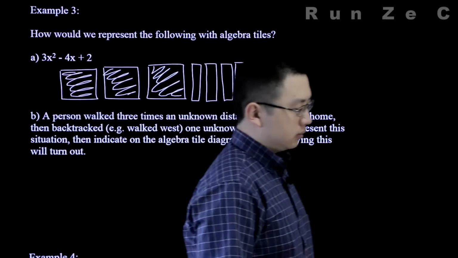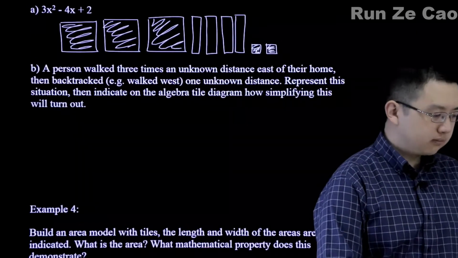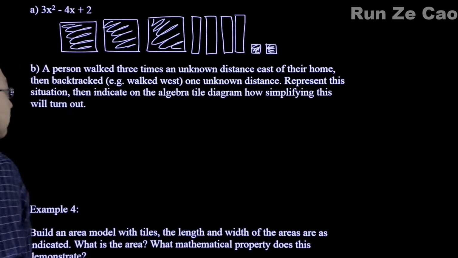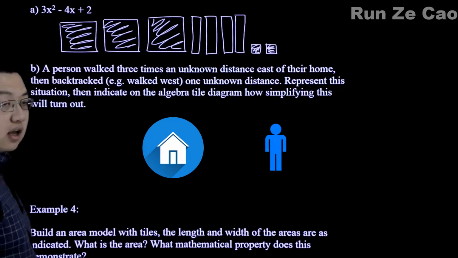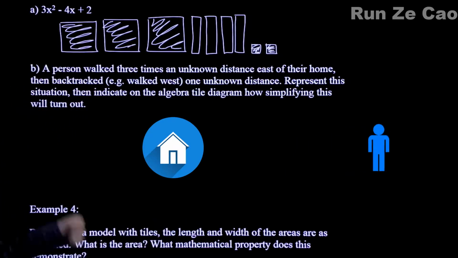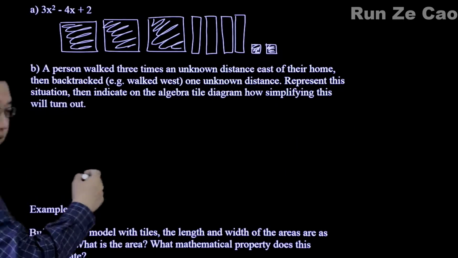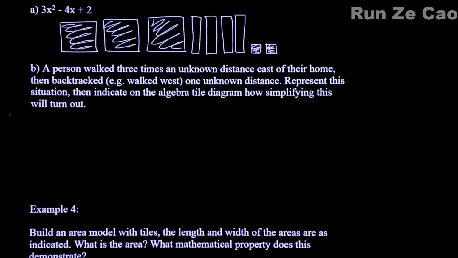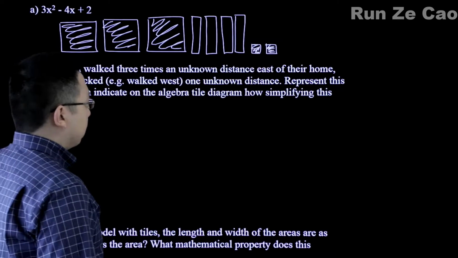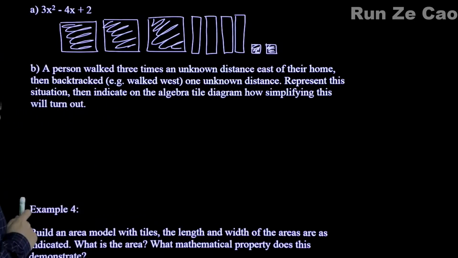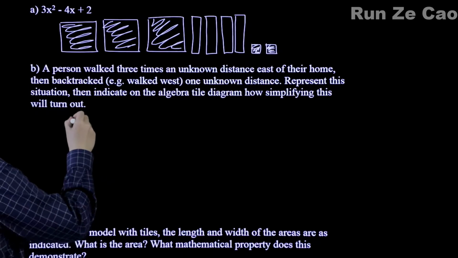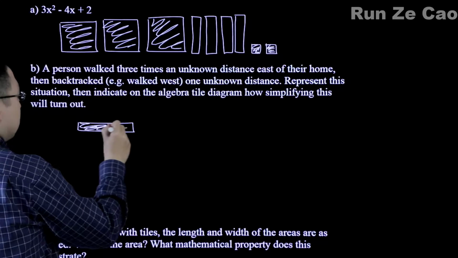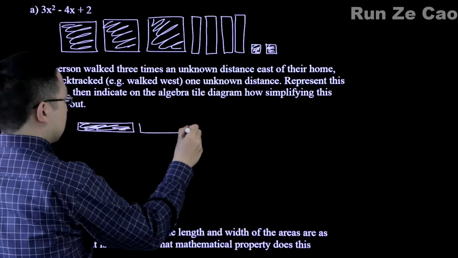What next? Well, we have a situation. A person walked 3 times an unknown distance east of their home. Then they backtracked, in this case walked west, so they followed their tracks backwards, hence the word backtrack, one unknown distance. So represent this situation. Then indicate the algebra diagram where you can simplify this. Well, wait a second. So we went 3 times the unknown distance east.